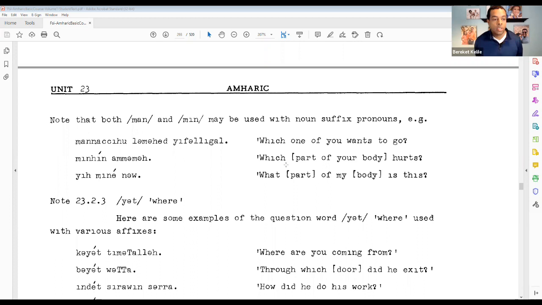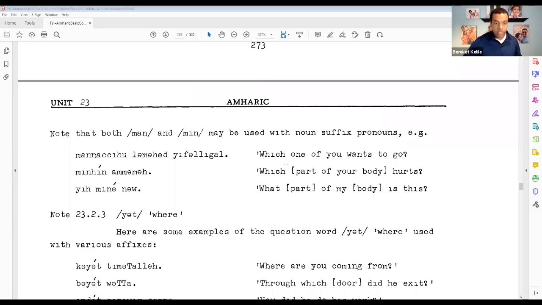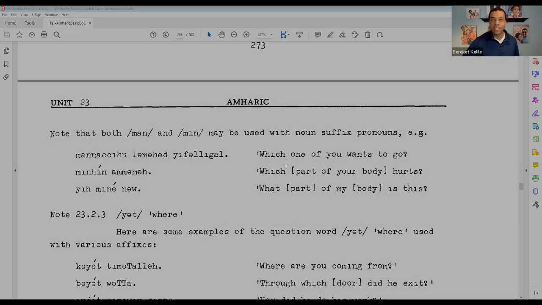Mannachu, so second person plural. Minnim, minhin, that's second person masculine singular. Yetinnaw, first person singular. So it can be used with noun suffix pronouns. That covers it for the second subpart.